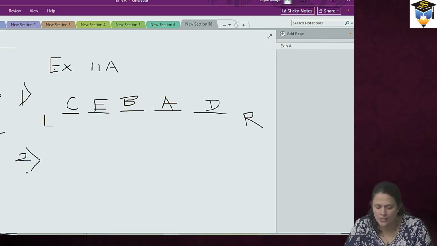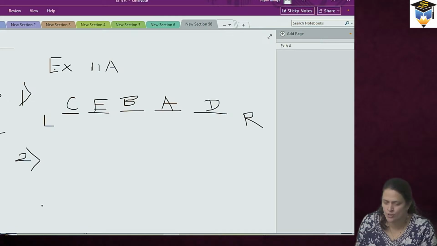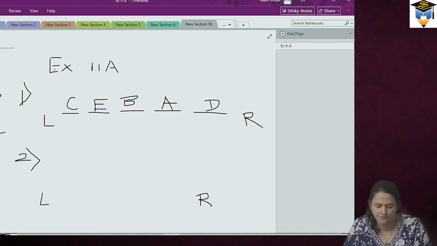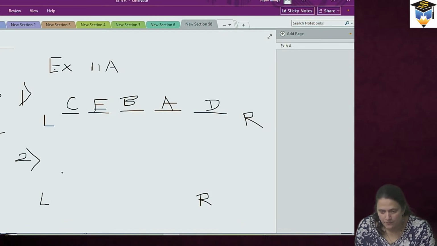Now in the second question again, direction is not mentioned. Direction is not given to us. So when direction is not given, this is the left, this is the right. A is to the left of B. Left, right of B.